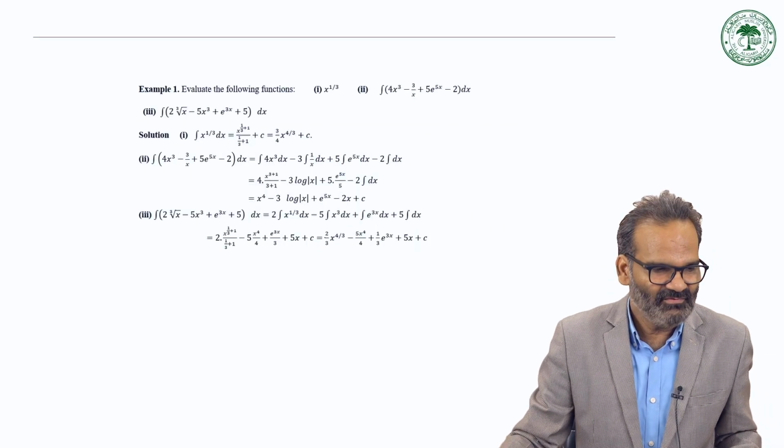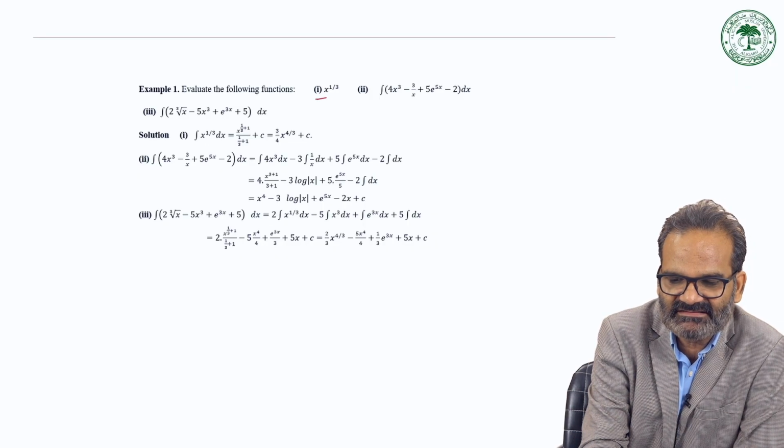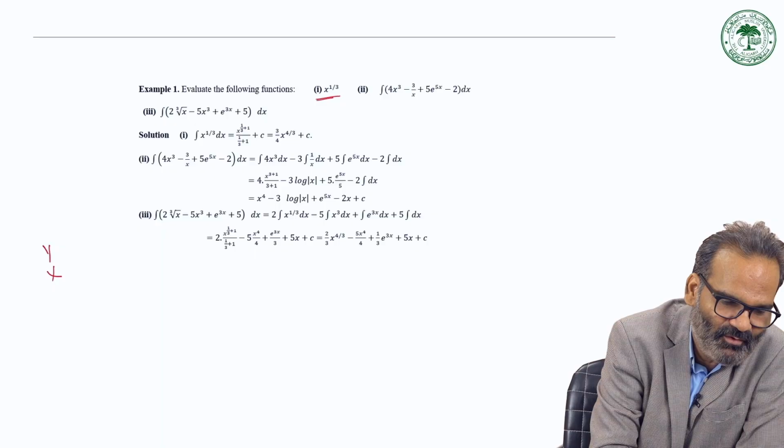Now come to example 1. Evaluate the following integrals. The first case is x raised to the power 1 upon 3. So see, x raised to the power 1 upon 3.